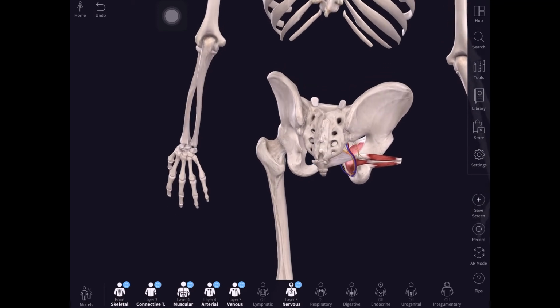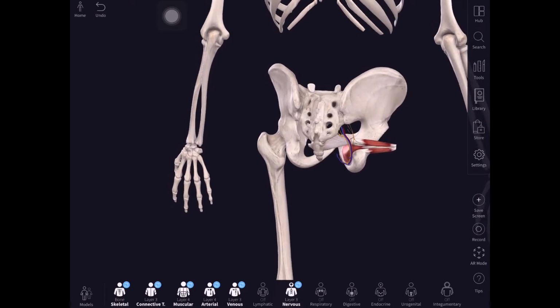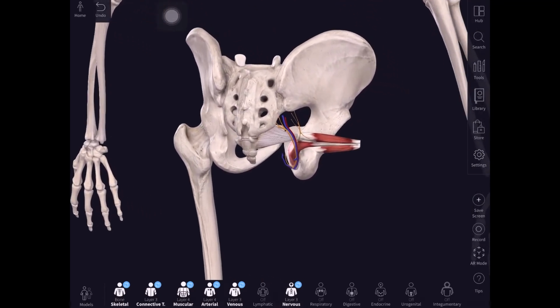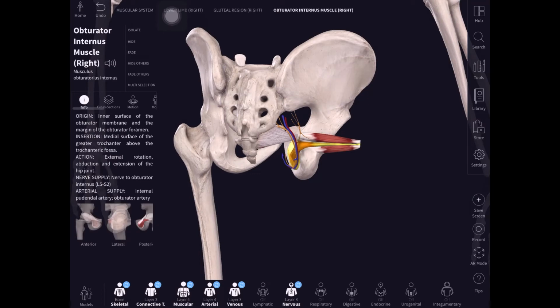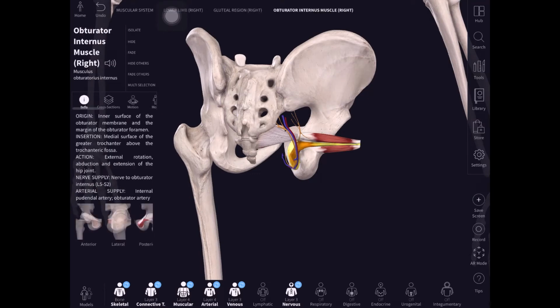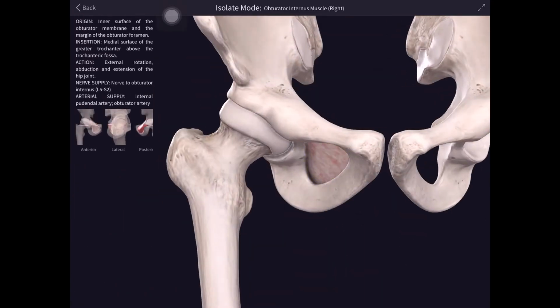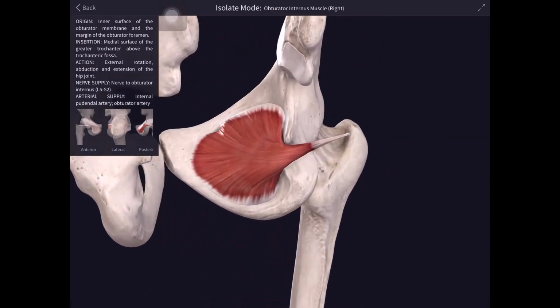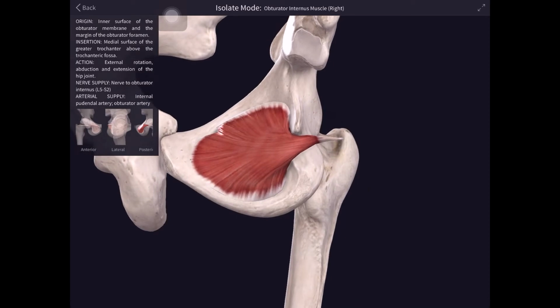And if you see from the back now, we don't need the vessels, so I think I can hide the vessels. Okay, this is the muscle. Now I have isolated it. Now see the muscle.